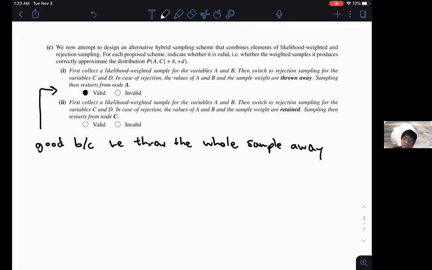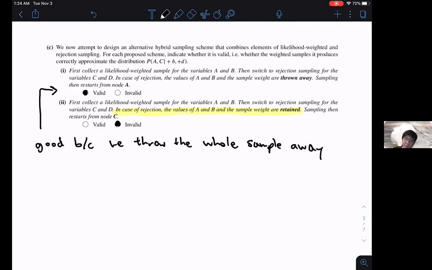Now, like I was just saying, in the second case, the difference right here is that in the case of rejection, the values of A and B in the sample weight are retained. So from what I was saying, you can probably tell that it's invalid. And I guess, like good multiple choice test-taking tips, probably one is valid, one is invalid.